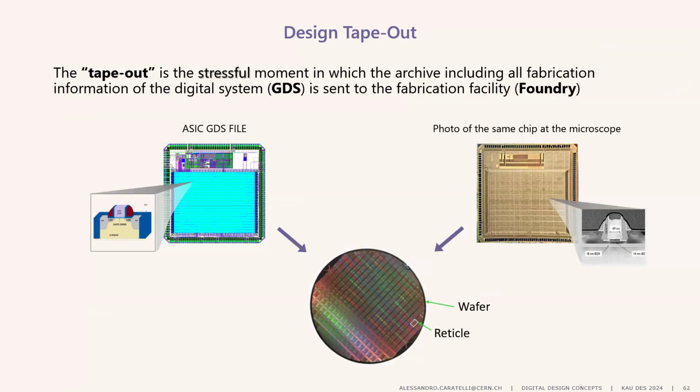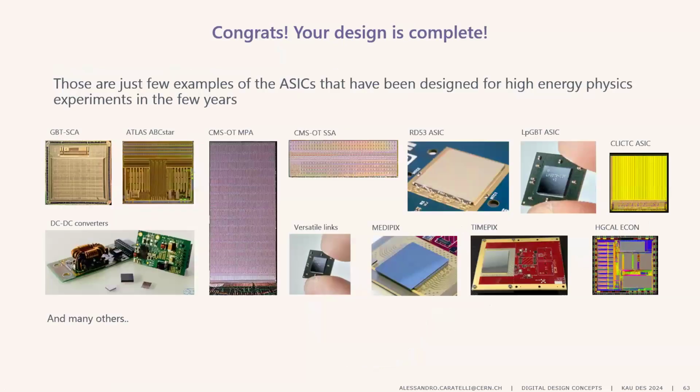Tape out is basically this stressful moment in which the archive, the database, including all the fabrication information of your design, which is called GDS, you send it to the fabrication facility, to the foundry. And here you have an example, like this is the ASIC's GDS file of a chip. This is a real chip that I was doing. Well, it's abstract, and this is actually a photo of the same chip at the microscope, and you can see that actually they match. They look the same. And then after, let's say, a few months, you receive actually this chip, and then you're ready to test it, to package it, to use it, and so on.